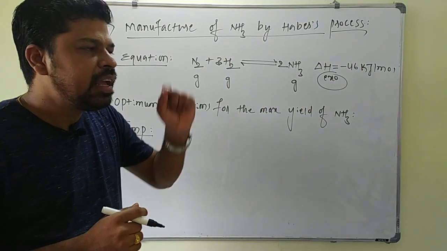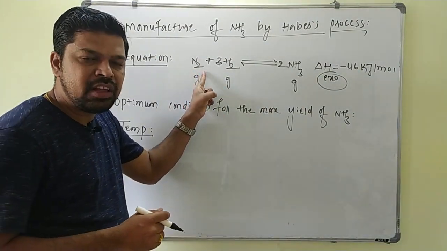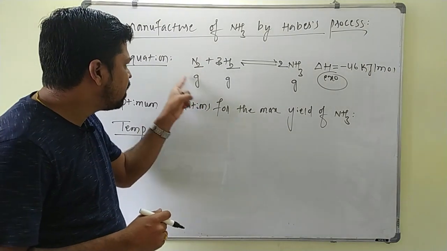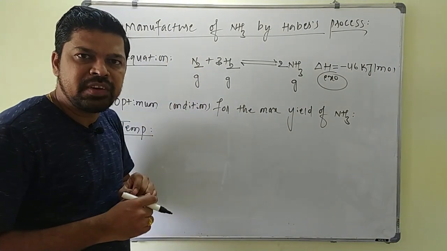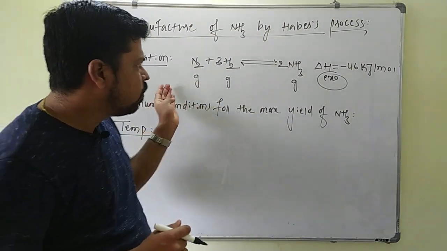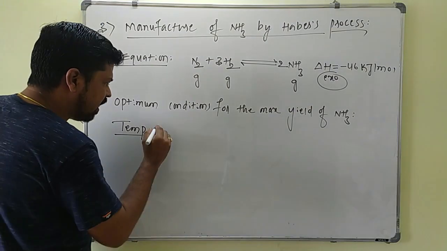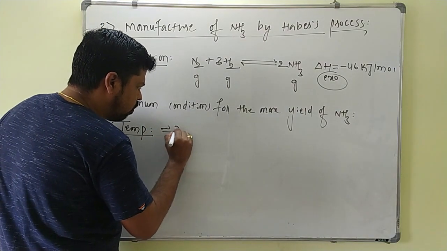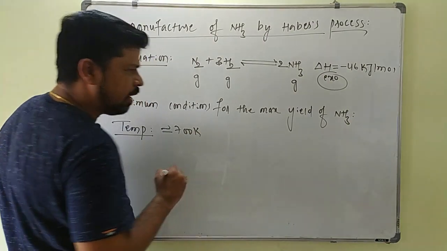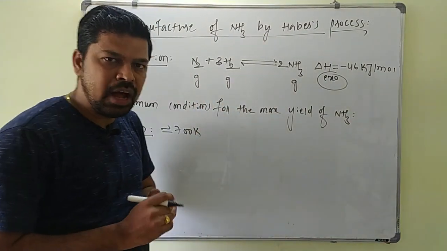But there is a problem. If you maintain the low temperature, this N2 is not reactive at the low temperature, because the reactivity of N2 is very less because of its triple bond. So that we cannot maintain the extreme low temperature to carry the reaction. That's why an optimum temperature of what? Nearly equal to 700 Kelvin temperature must be maintained in order to get the maximum yield of the ammonia.